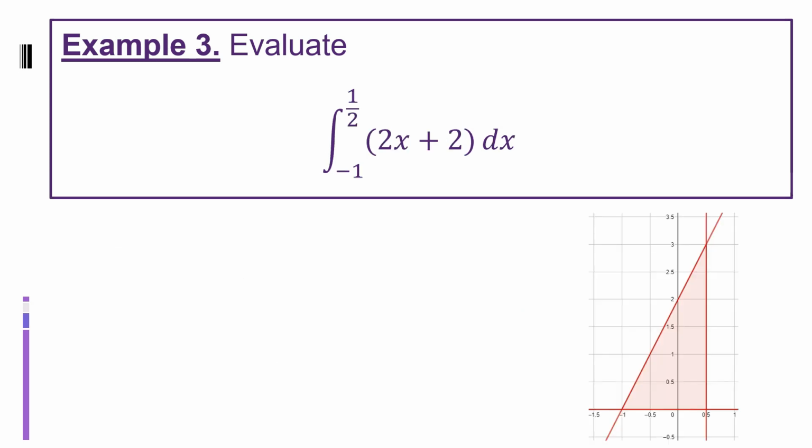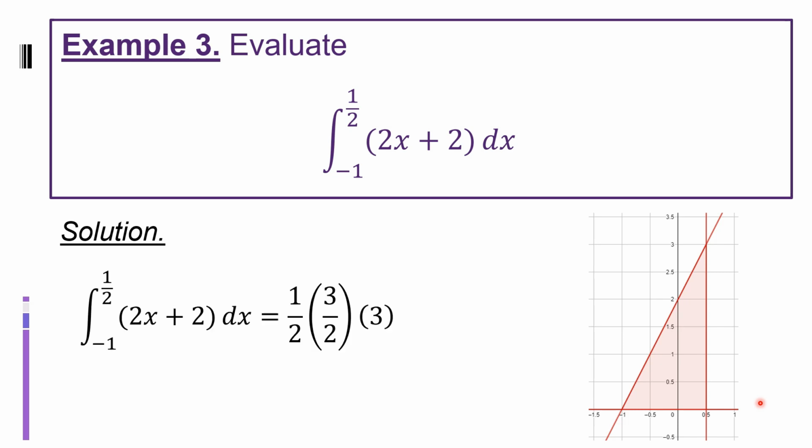Now let's evaluate the definite integral from negative 1 to 1 half of 2x plus 2 dx. So from our figure, kita naman natin na this is above the x-axis. So we can interpret this as the area. And by looking at the figure, this is just a triangle. And we know that the formula for the area of a triangle is just 1/2 base times height.